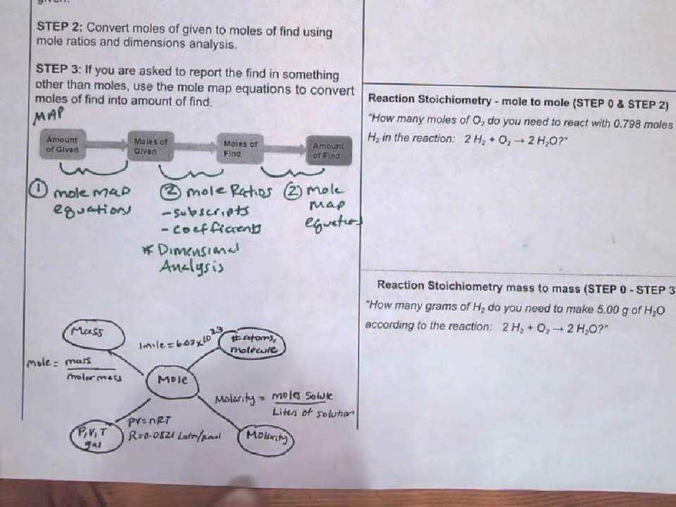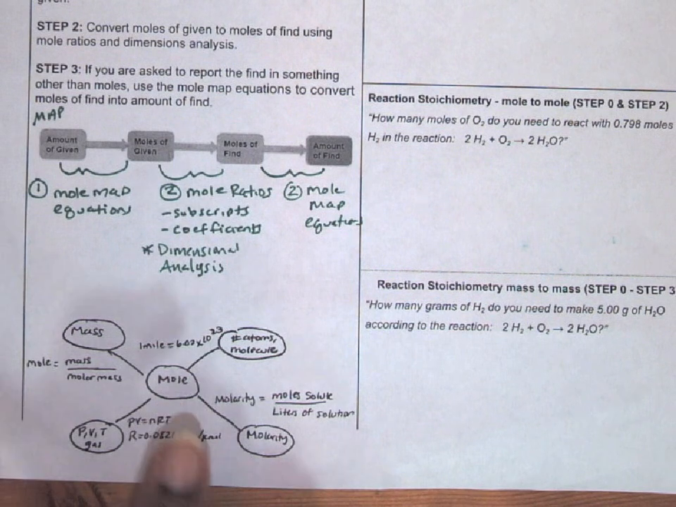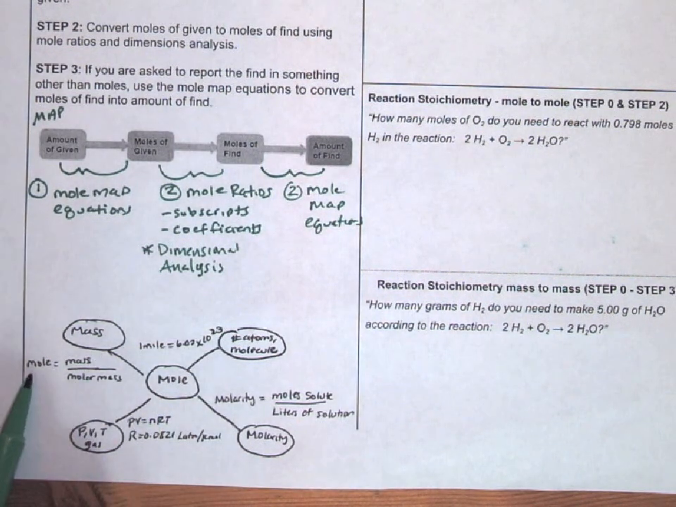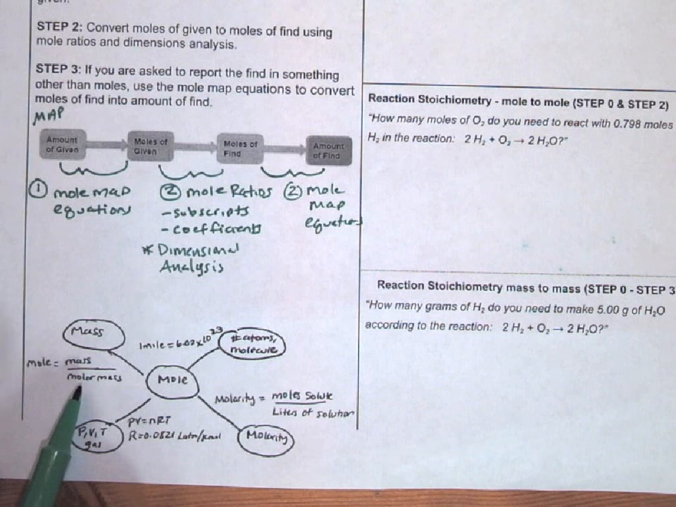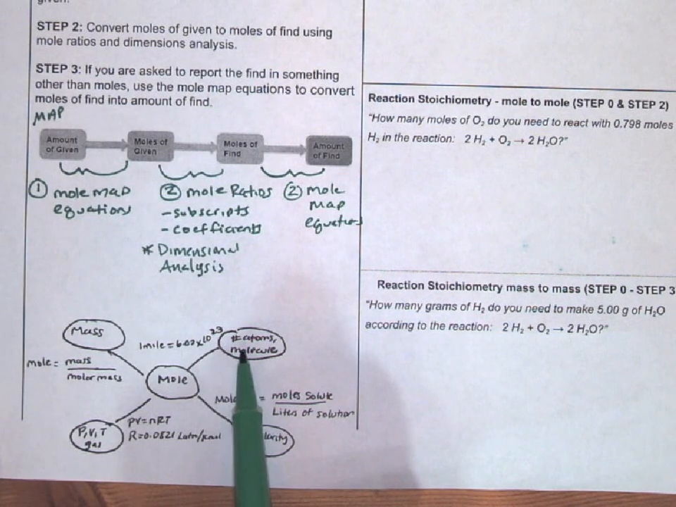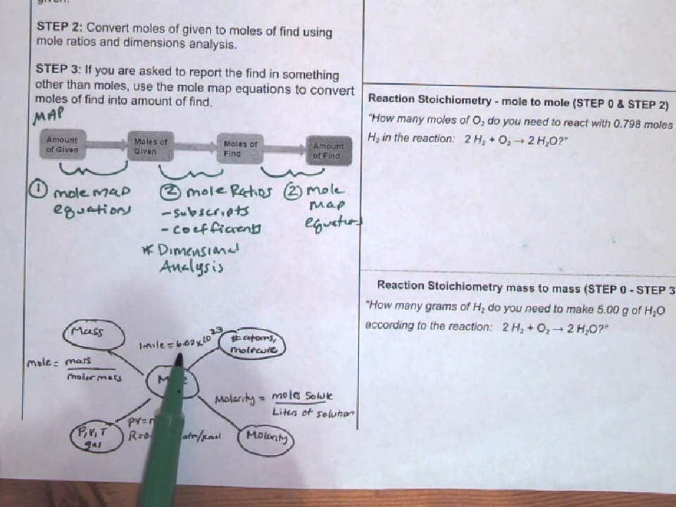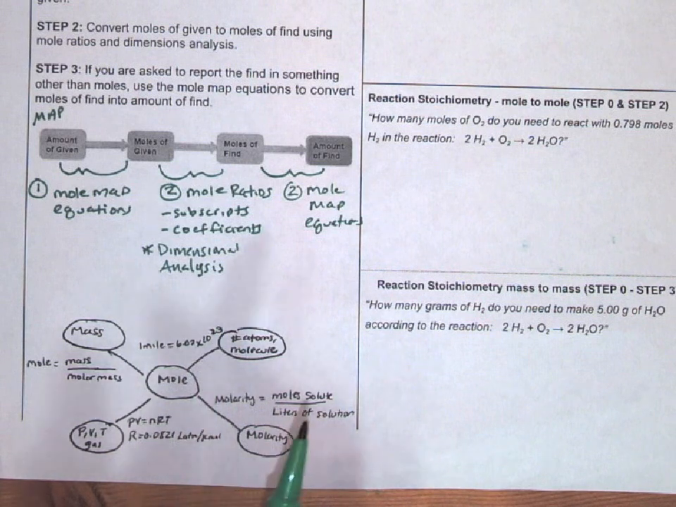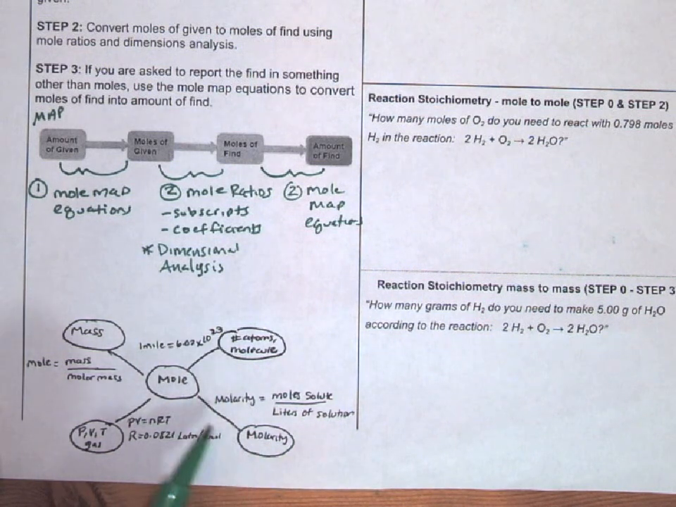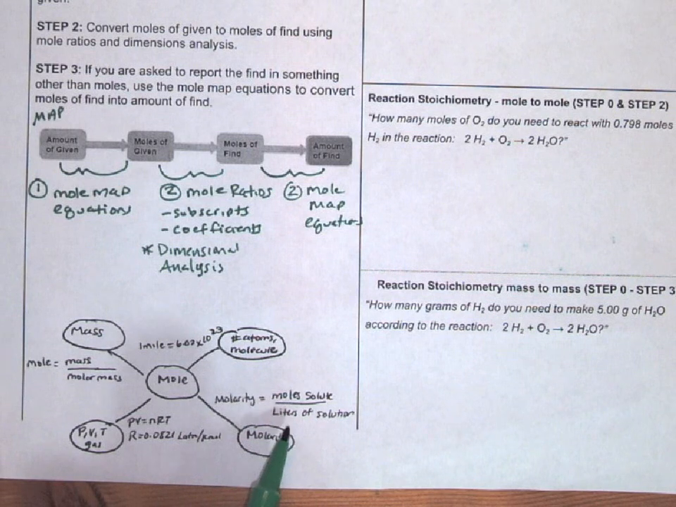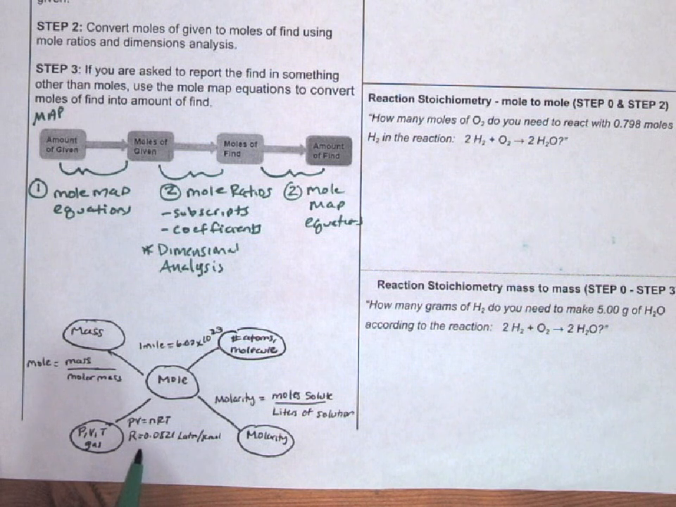So now that you have this, once you have this copied, I also want you to copy down the mole map equations, where remember we have moles in the center. If you want to convert from moles to mass, you're going to use this equation, mole equals mass over molar mass. If you want to convert to or from moles and number of atoms or molecules, you're going to use 1 mole is equal to Avogadro's number, 6.02 times 10 to the 23. If you want to convert from moles to molarity or vice versa, you're going to use molarity is equal to moles of solute over liters of solution. And if you want to convert to or from moles and the pressure, volume, or temperature of an ideal gas, you're going to use the PV equals nRT equation, where R is that gas constant 0.0821 liters atmosphere per K mole.